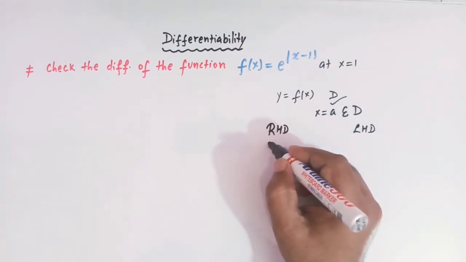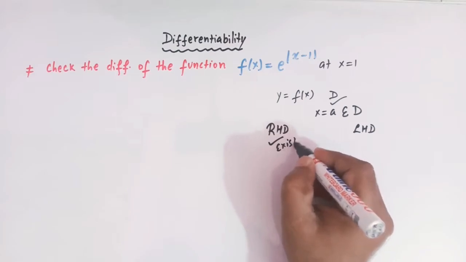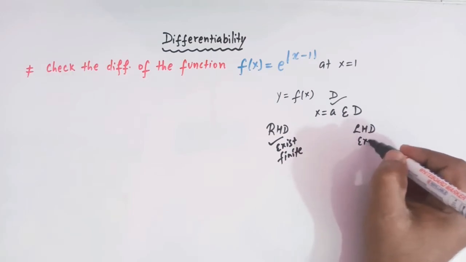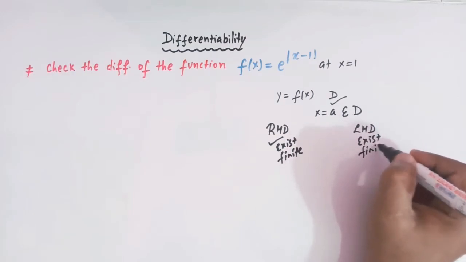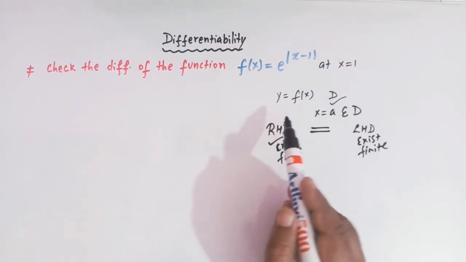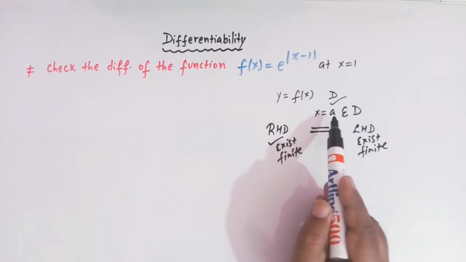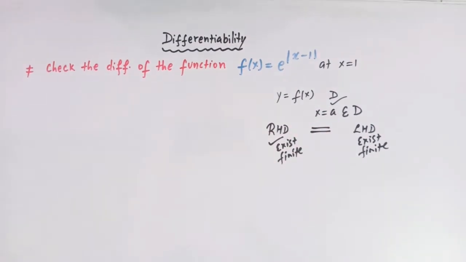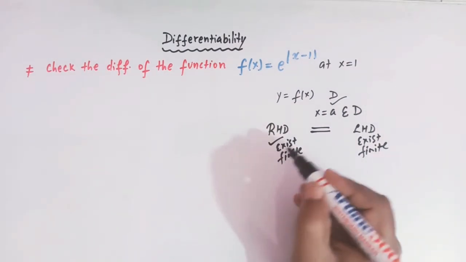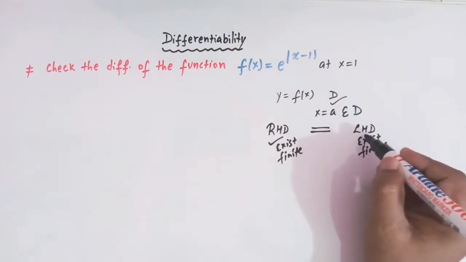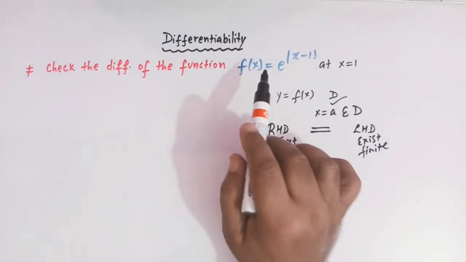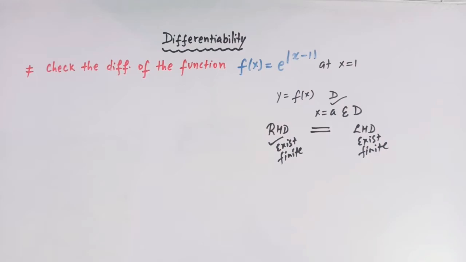If the right hand derivative exists and it is finite, and the left hand derivative also exists and is finite, and both the derivatives are equal, then we say that this function is differentiable at x is equal to a belonging to the domain of the function. But if the right hand derivative does not exist, or it is not finite, or the left hand derivative does not exist or it is not finite, then we say that the function is not differentiable at that particular point.